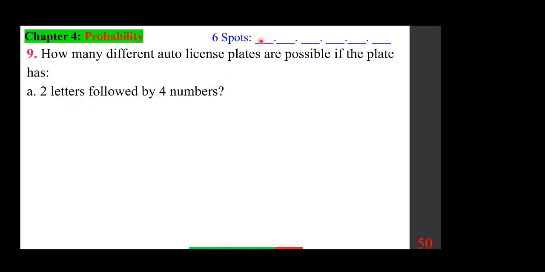So we can have 26 here. We have 26 here. Then 4 numbers. Remember, the numbers are from 0 to 9. That means 10 digits. So I can put 10 here and I can repeat it because there is no restriction. So the answer is 26 squared times 10 to the power of 4. Needless to say, calculator will give you the answer. I'm interested in the justification using this methodology.